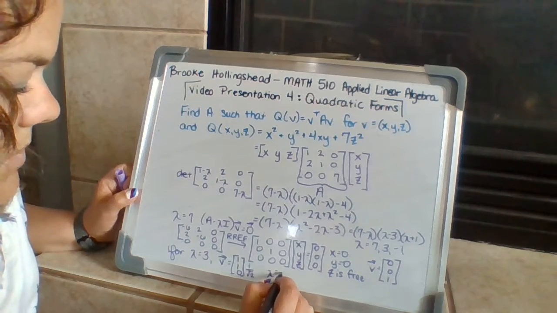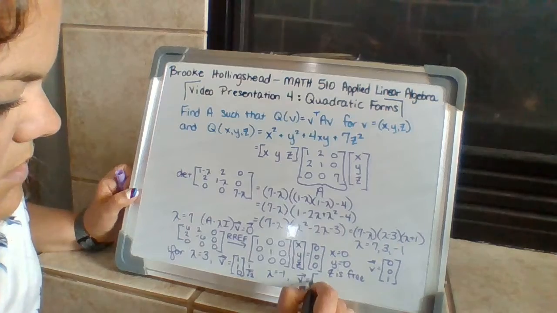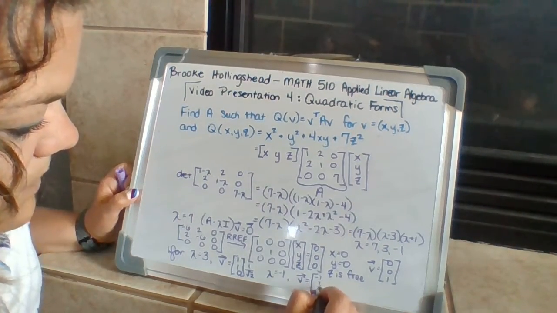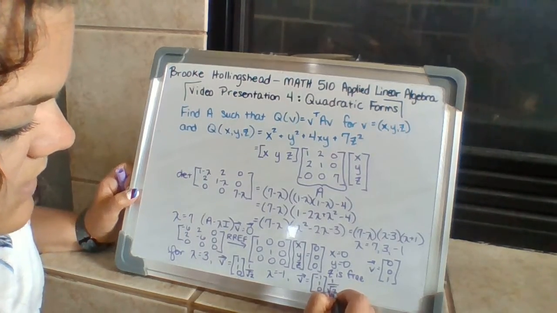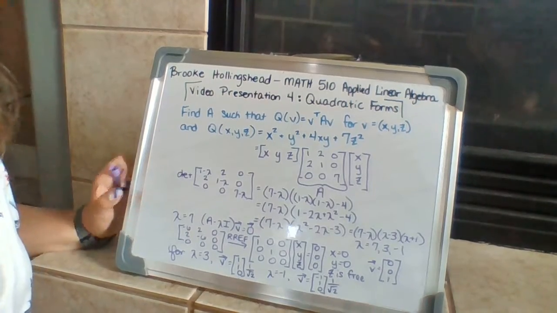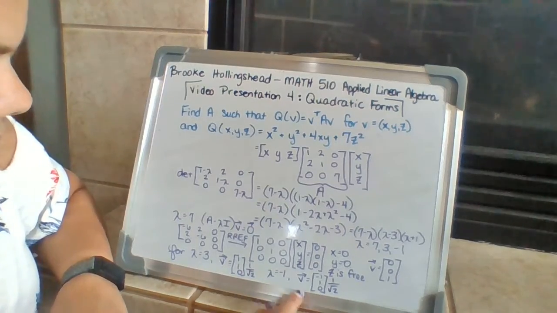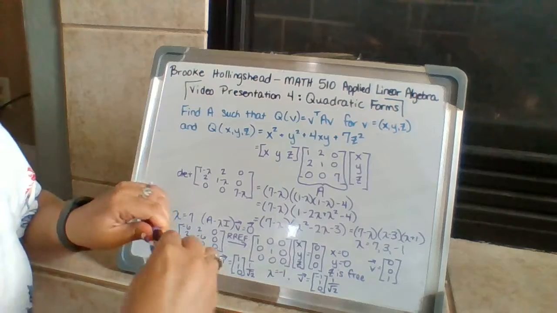So same thing for negative 1. I can tell you what my vector is already: negative 1, 1, 0. And then the same thing to normalize it. I'm going to divide it by the square root of negative 1 squared, 1 squared, and 0 squared all together. The length is going to be square root of 2 then. Okay, so there are my eigenvalues, and there are my eigenvectors that go with them.